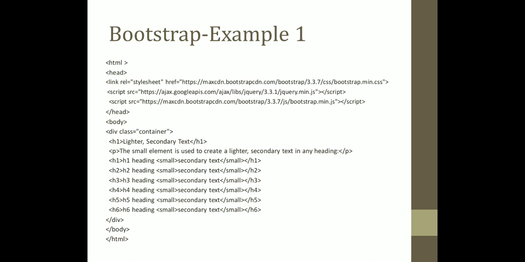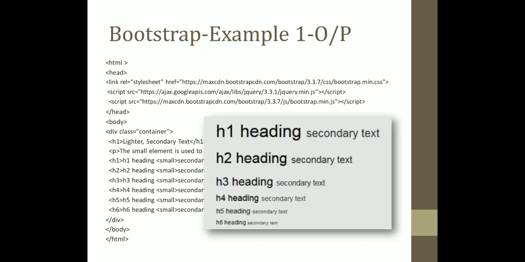Then with h1 again we have given the h1 heading small and secondary text small. Again in h2 also, h2 headings and small content, and there we have used the small element. Similar thing we have done with all types of heading, that is from h1 to h6, and we have closed this div. Then after closing the body part and html, we have stopped our script here, and we can see the output like for h1 heading to h6 heading.